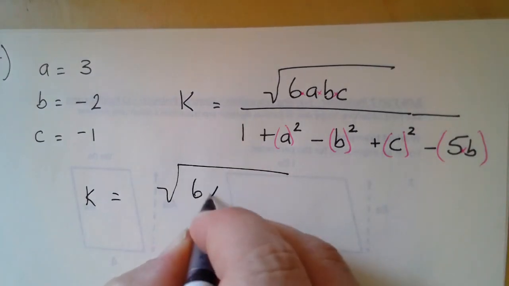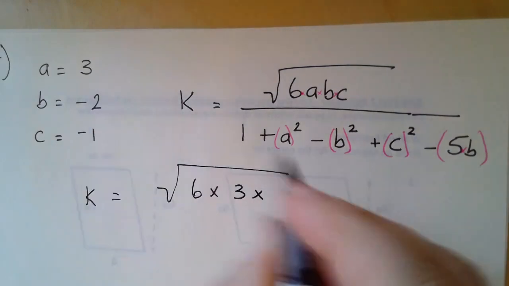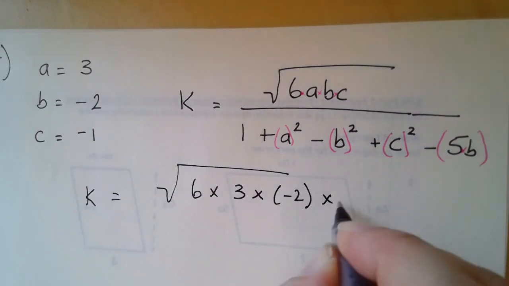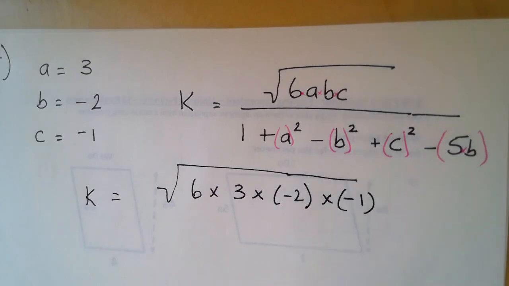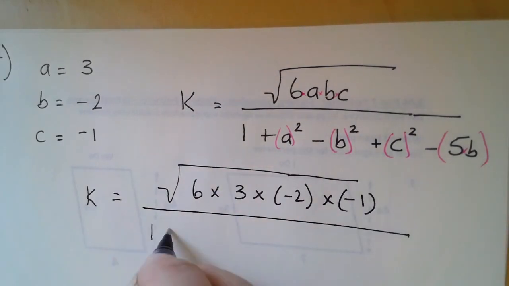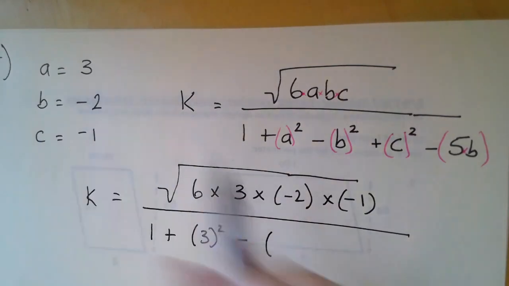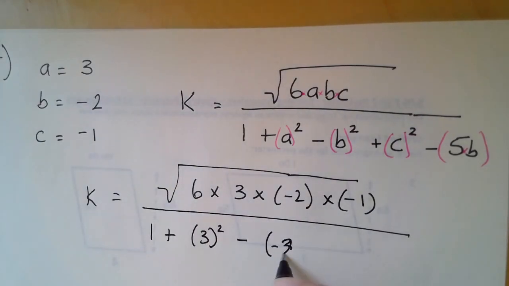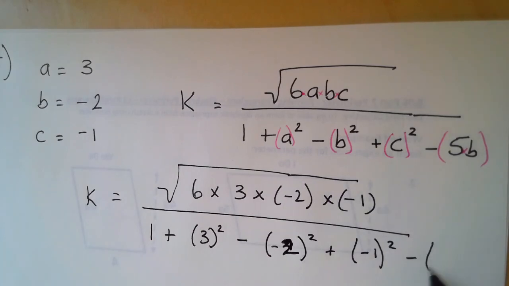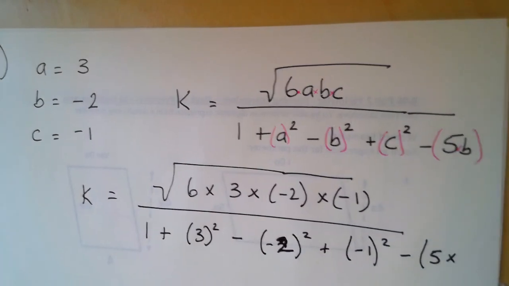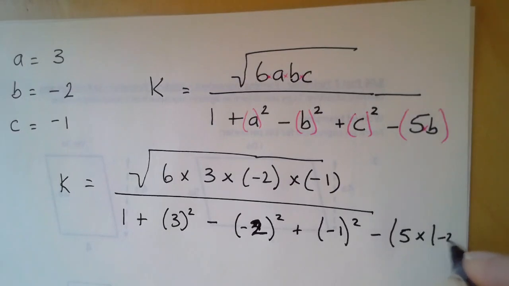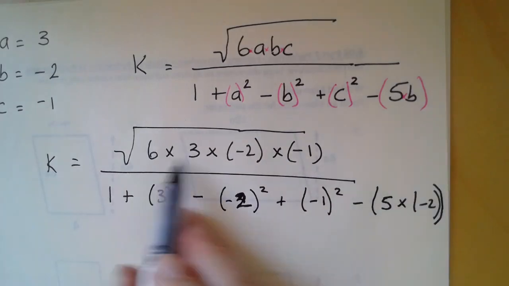6 multiplied by 3 multiplied by negative 2 multiplied by negative 1. 1 plus 3 squared subtract negative, this is a 2 squared plus negative 1 squared subtract 5 multiplied by negative 2, all in brackets. Wow. Right, we're going to tackle the top first.